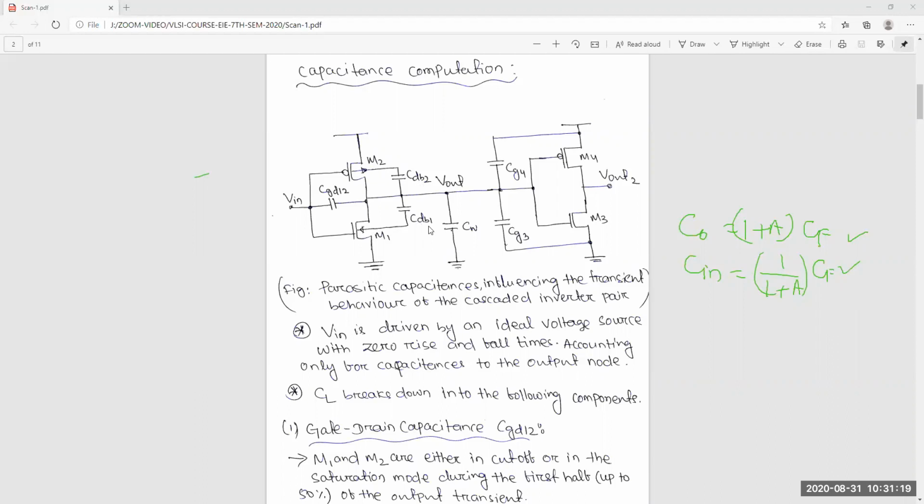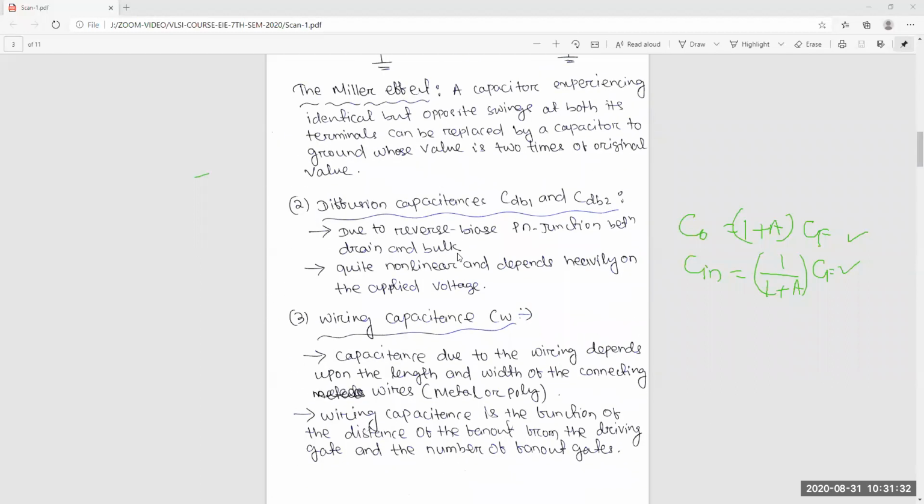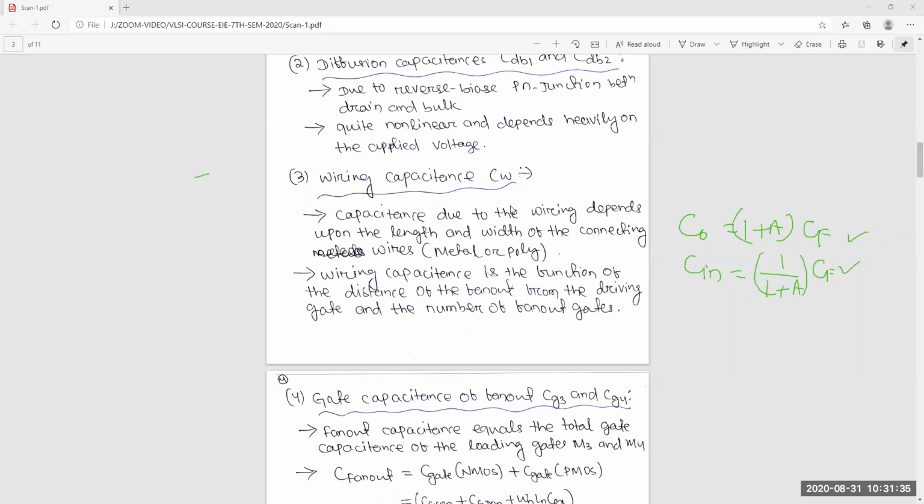Then CDB1 and CDB2, that is junction capacitance, which is non-linear and voltage dependent, so that will also add. Next, diffusion capacitance, and then wiring capacitance CW. Wiring capacitance depends upon the metal and poly, how much metal you are using, how long or thick, for the output or input connections. It depends upon the thickness and the length of the wire, and you calculate the capacitance. That will add directly at the output.